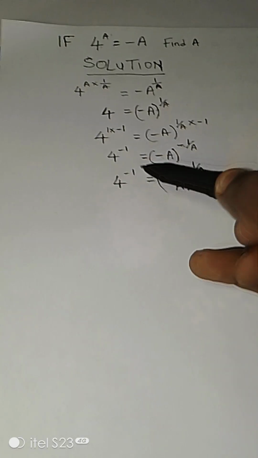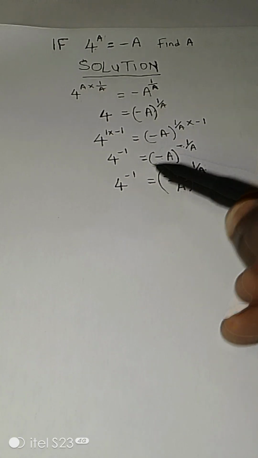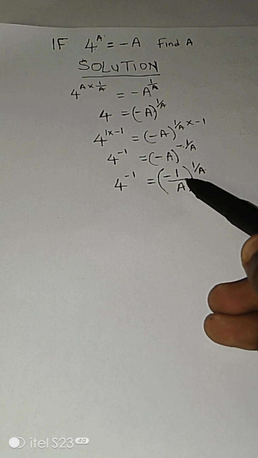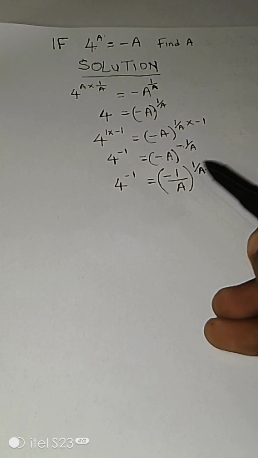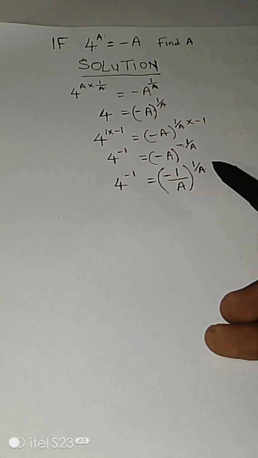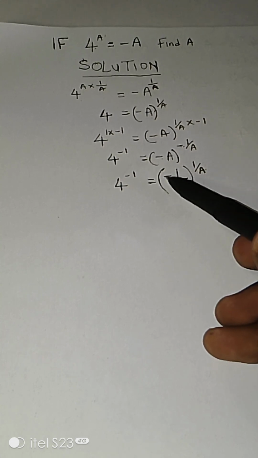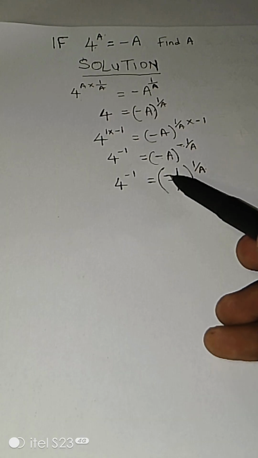Now, don't forget that our plan is we want to make these two equal. We want to make these two equal. So once we make these two equal, it will be easier for us. We still have a negative sign inside here.